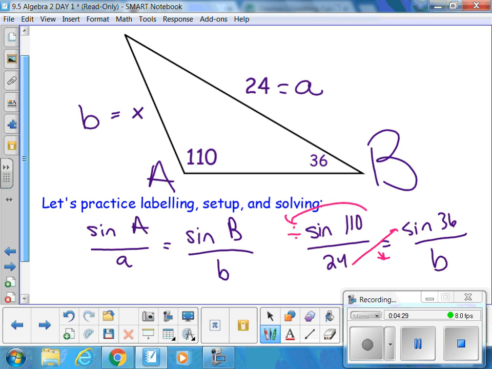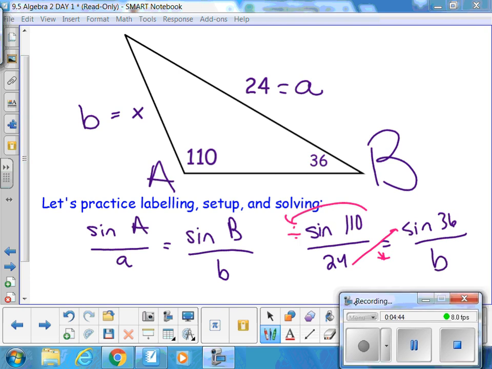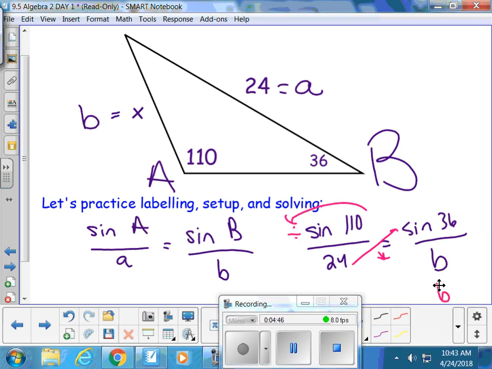So I'll recap that in case you didn't hear me. 24 times sine 36, enter, divided by sine 110, enter. Did everybody get 15.01? Uh-oh. If you didn't, try again or check your mode. Or both. Check your mode and try again.